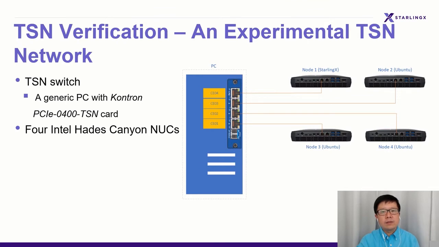In order to verify the TSN functionality we enabled on the StarlingX platform, we set up an experimental TSN network. As shown in the picture, the TSN network consists of one TSN switch and four nodes. The TSN switch is a generic PC with a control TSN switch card. The TSN switch card is a PCIe card with four 1 gig Ethernet ports. It is based on an Intel Cyclone V FPGA and it can support 802.1AS and 802.1Qbv. The four nodes are all Intel Hades Canyon NUCs. Each has one Intel I210 NIC. One of the four nodes was installed with StarlingX Simplex. The rest three nodes were installed with Ubuntu.